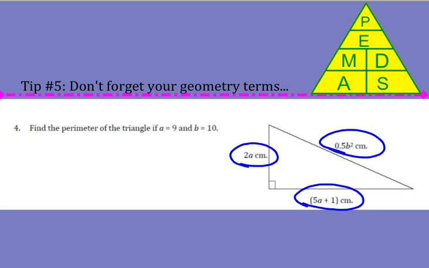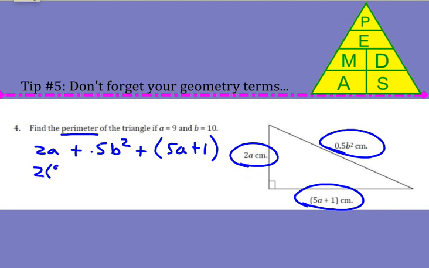Now, once again, perimeter is just the sum of all sides. So this is 2A plus, we'll tack on centimeters here in a minute, 0.5 B squared plus, in parentheses here, 5A plus 1. So plugging in what we know, A is 9, so this is 2 parentheses 9 plus 0.5 times B. B is 10, so that's going to be 10 squared, plus 5 times 9 plus 1.